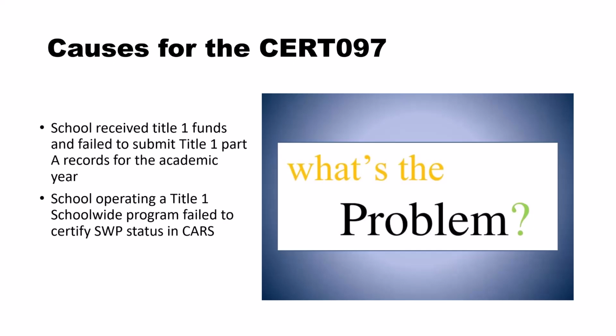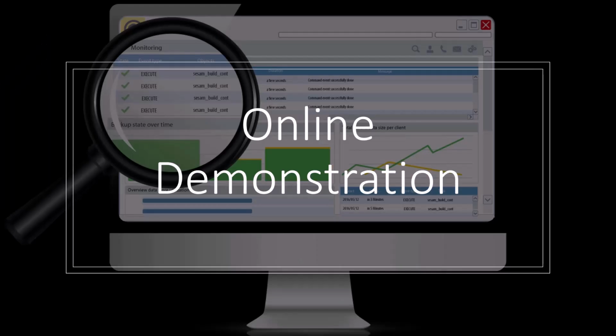Right. And so now, having reviewed the resources that help us understand and resolve the CERT-97 error, let's look at causes for it. Right. We have two causes. School received Title I funds and failed to submit Title I Part A records for the academic year, or the schools operated a Title I school-wide program and failed to certify the school-wide program status in CARS. So now let's look at a demonstration of how to resolve the CERT-97 error in CALPADS.